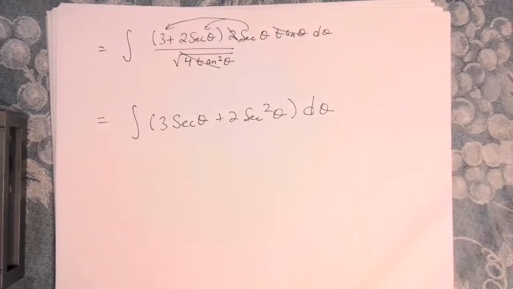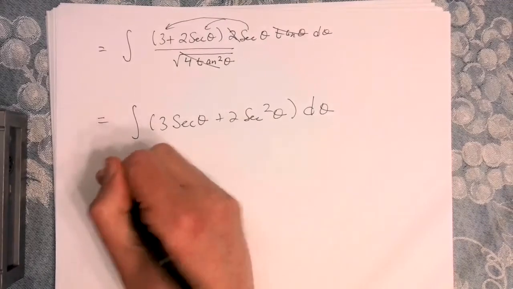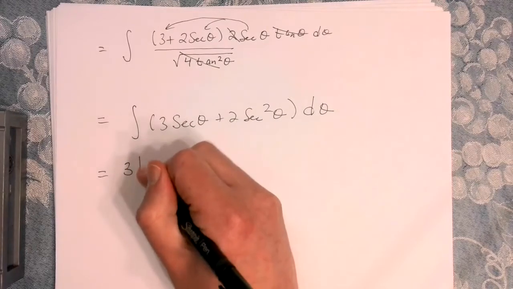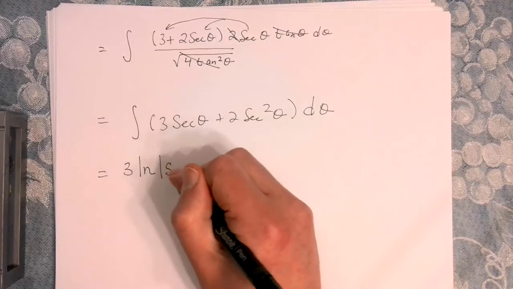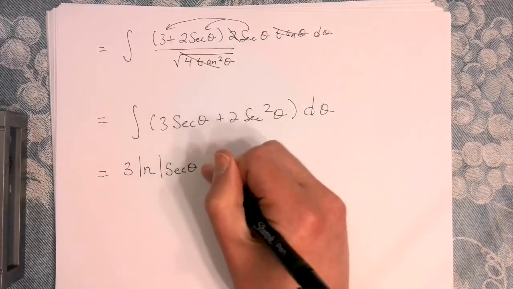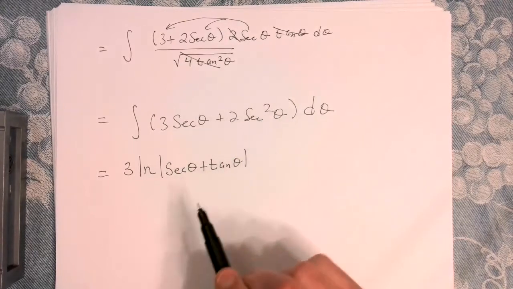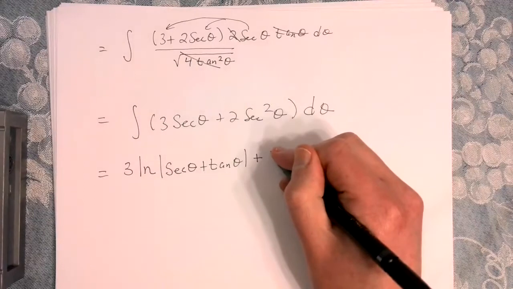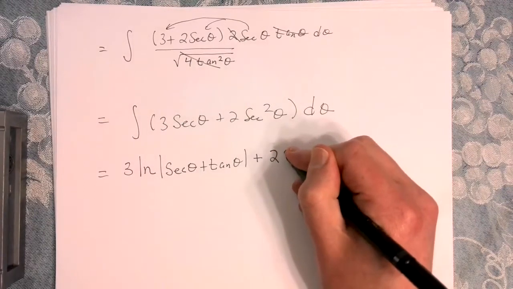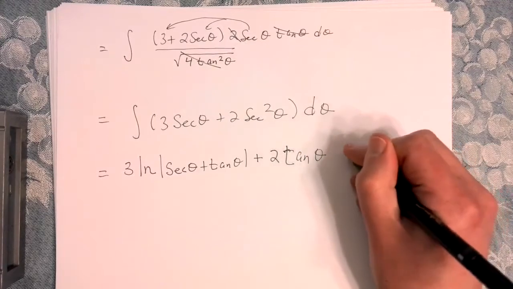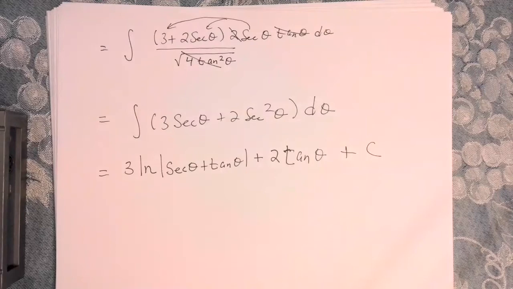And that we can just directly compute, right? Those are both famous calculus rules. So that's going to be a natural log. This is 3 times the natural log of the absolute value of secant of theta plus tangent of theta. And we know the antiderivative of secant squared is tangent of theta. That seems really, really nice. Plus c, of course. And now we want to go from the land of thetas to the land of x's.